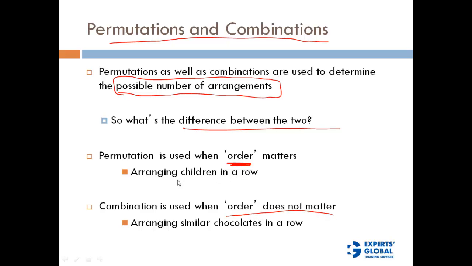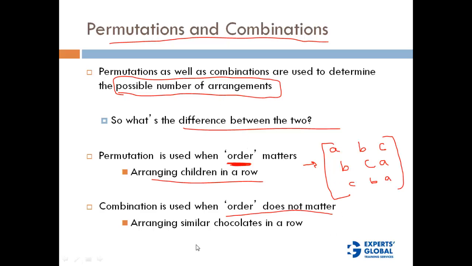For example, when we are talking about arranging children in a row, let's say this is one child, this is another child, this is another child. Arranging children in a row, this is going to be a different arrangement than this. All these arrangements are different, because which child is sitting where is important. The order is important.